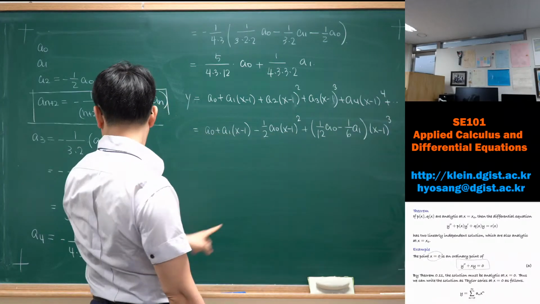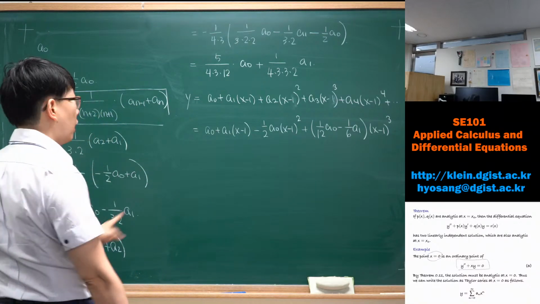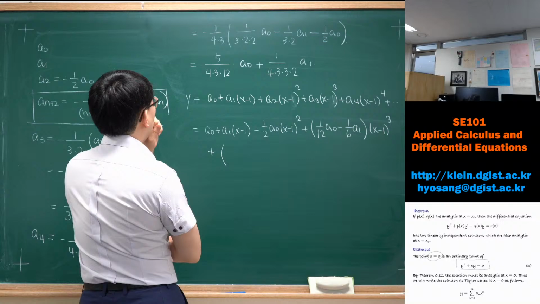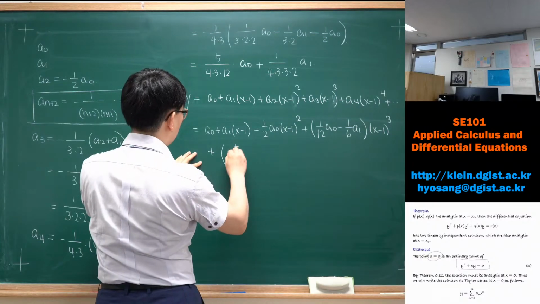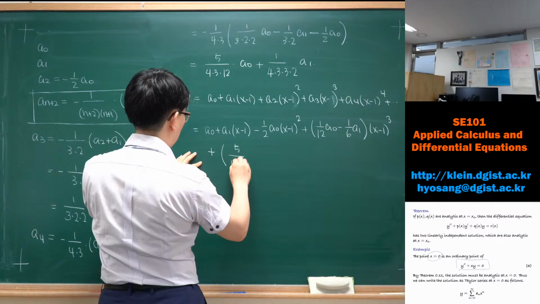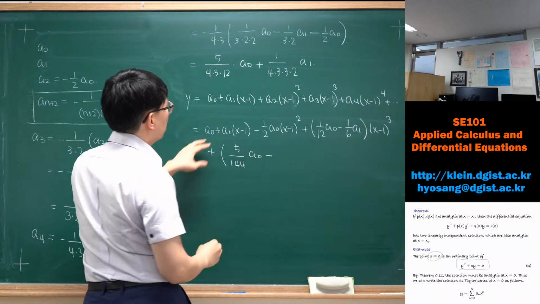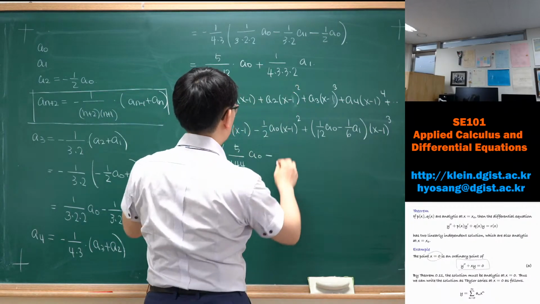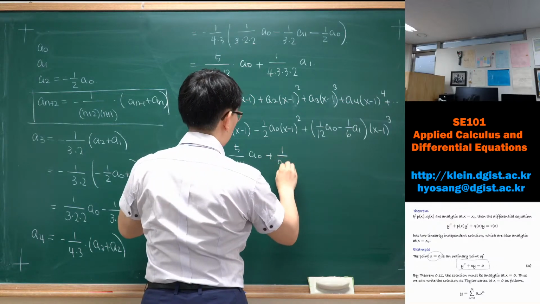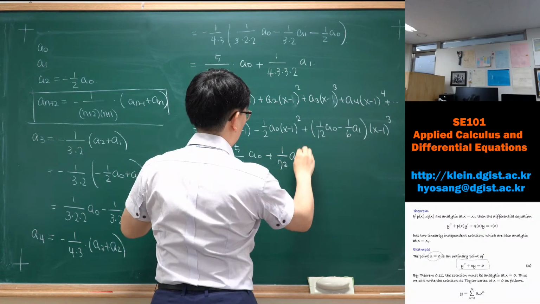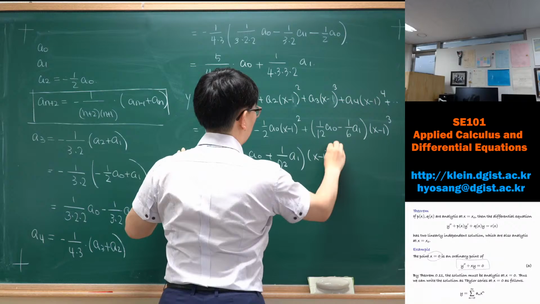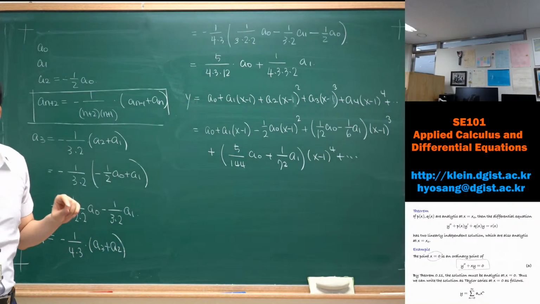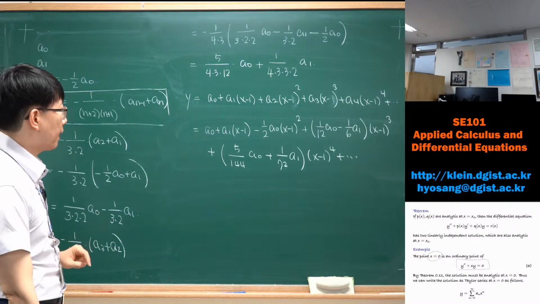So, and then, okay, A3, A4, what's A4? Here, 5 over 144 A0, and 1 over 72 A1, (x minus 1) to the fourth. Okay.